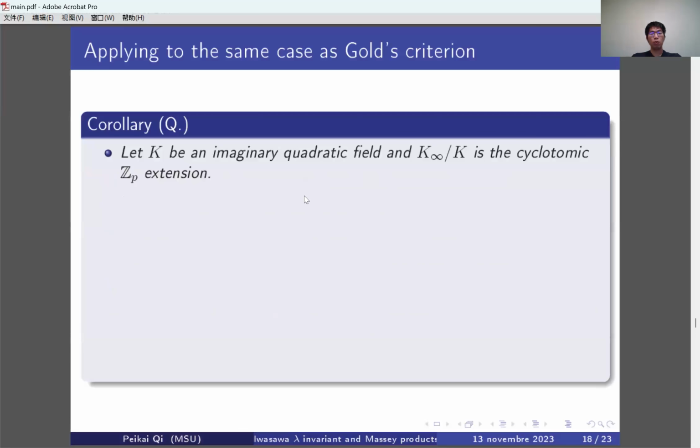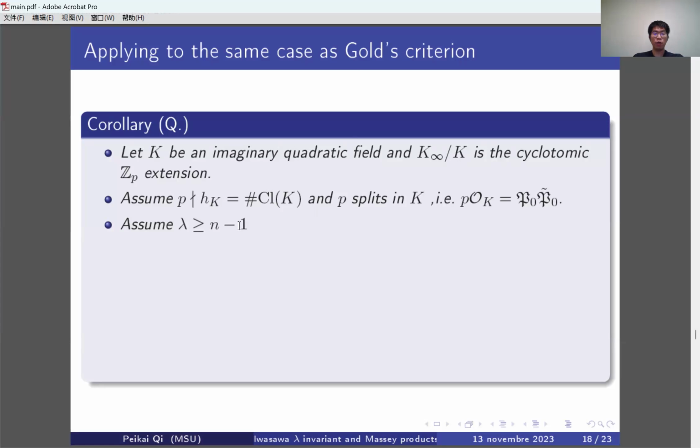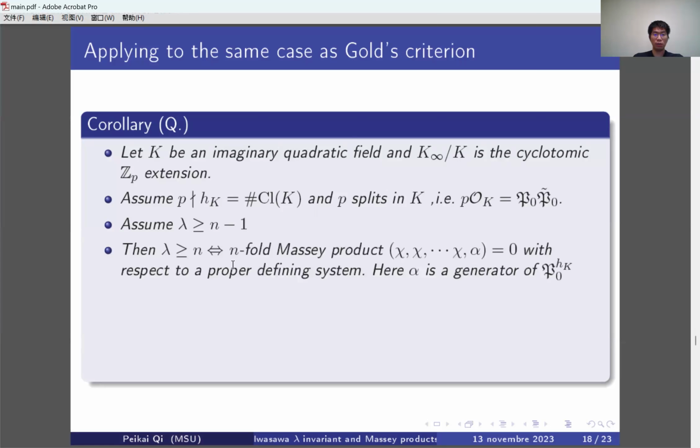Okay. And we can apply the theorem to the same case as Gauss's criterion. Recall in Gauss's criterion, K is an imaginary quadratic field, and K∞ over K is the cyclotomic Z_p extension. And p doesn't divide the size of the class group, and p is split in K. So this is the same setting as Gauss's criterion. And if we assume λ ≥ n−1, then λ ≥ n if and only if the n-fold Massey product is 0 with respect to some defining system.